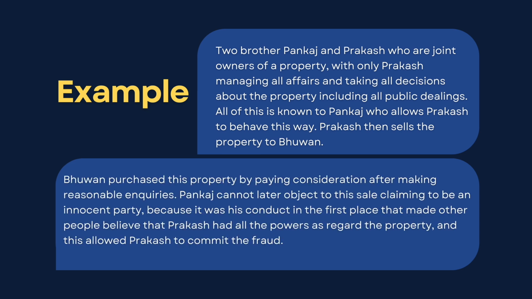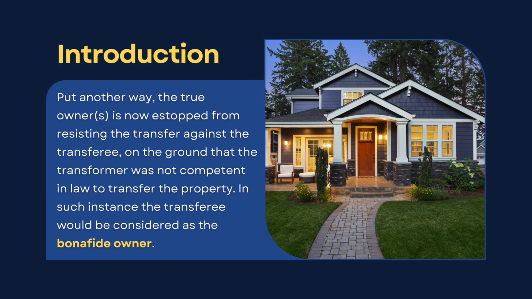Bhuvan, who has purchased this property by paying consideration after making reasonable inquiries, Pankaj cannot later object to this sale, claiming to be an innocent party, because it, that is, the sale, was conducted in the first place that made other people believe that Prakash had all the powers as regards the property. And this allowed Prakash to commit the fraud. So, to put it differently, the true owner is now estopped from resisting the transfer against the transferee on the ground that the transferor was not competent in law to transfer the property.